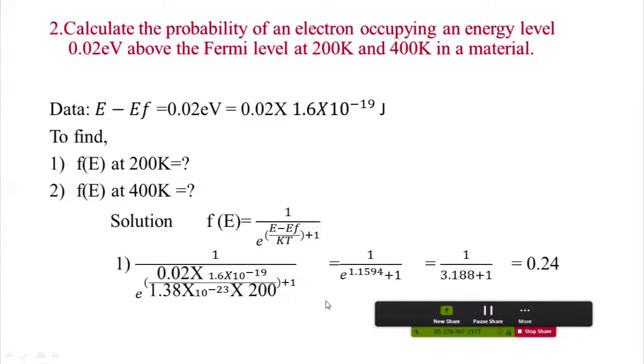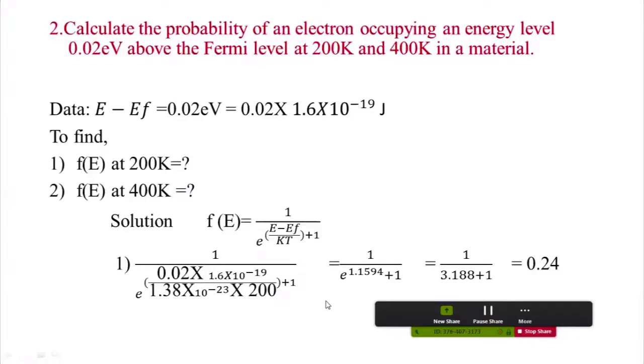Next, what we need to find in this problem is the Fermi factor probability, F of E at 200 Kelvin and F of E at 400 Kelvin. Before solving, you need to know whether they are asking above the Fermi level or below the Fermi level. Whenever they ask above the Fermi level, consider the E minus EF value as positive. Now note down the formula: F of E equals 1 over e power (E minus EF) divided by KT, plus 1.